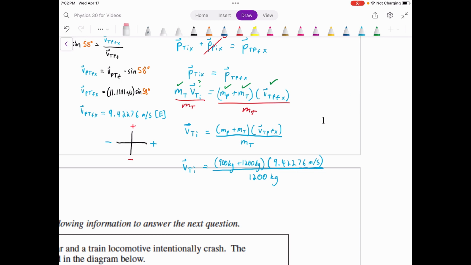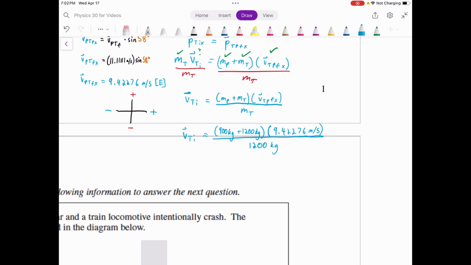Okay, so going ahead and doing the calculation, I got that the velocity of the truck initially was 16.4898 meters per second. I got a positive, which is a good result because we defined positive as east. We made our x velocity here positive and it was east. So that means the velocity of our truck initially was to the east.